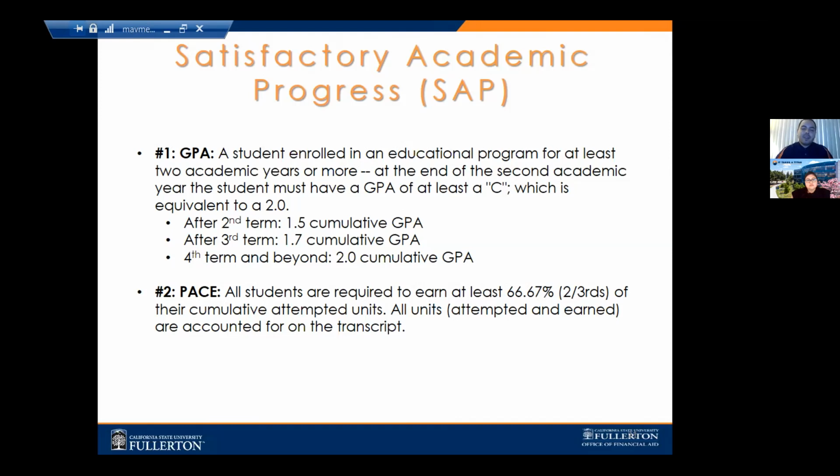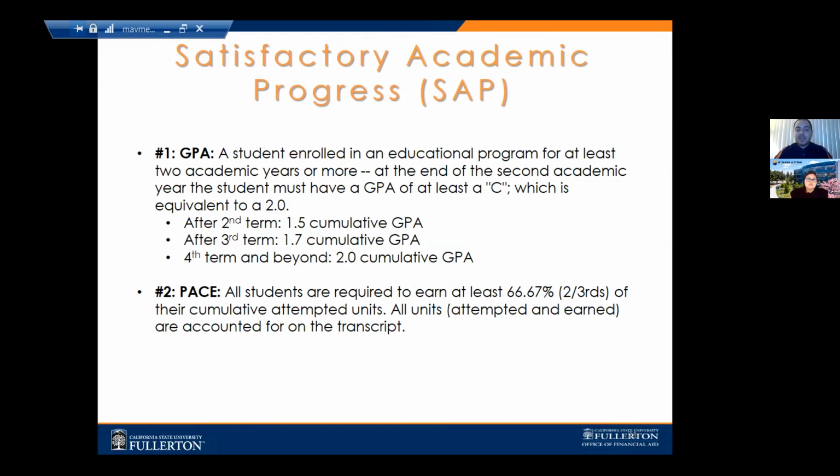The second standard that we look at is what we call PACE. This is essentially ensuring that students are completing at least two-thirds of the classes they're attempting. And for us, that percentage is 66.67. So let's say you are a student in your first semester at CSUF, you're a first-year student, and you have enrolled in 12 units, 4 classes, for example, and you decide that you want to drop 2 of your classes, and you remain in just 6 units. What that means is that for the semester, you are now at 50%, as opposed to 100.